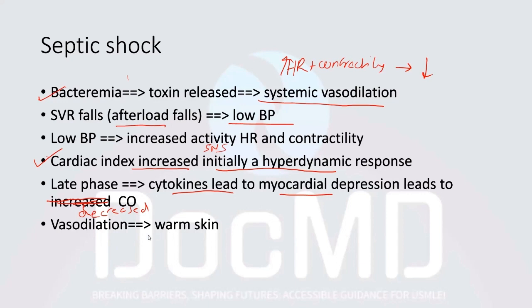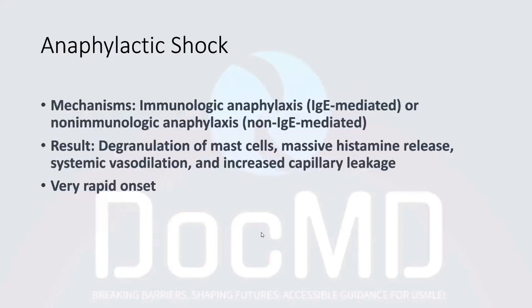Another important distinction is warm skin. In all other types of shock, you have vasoconstriction, and because of that, your temperature levels fall. In this case, due to peripheral vasodilation, you will find warm skin. So that's another important distinguishing thing. We'll move on to anaphylactic shock.